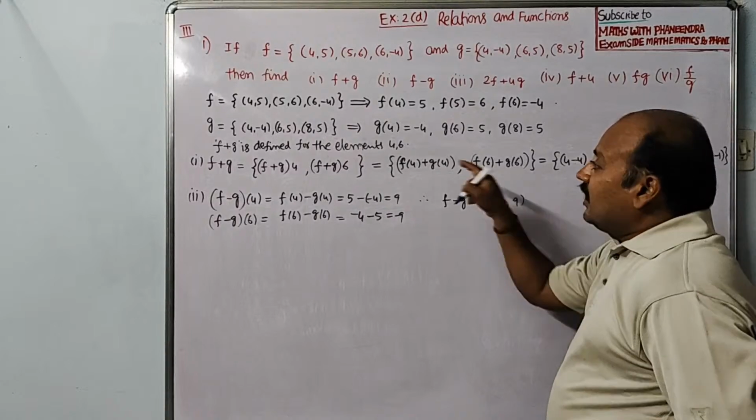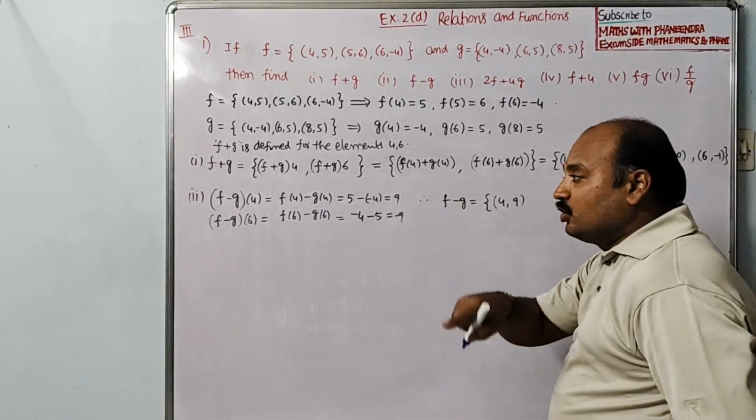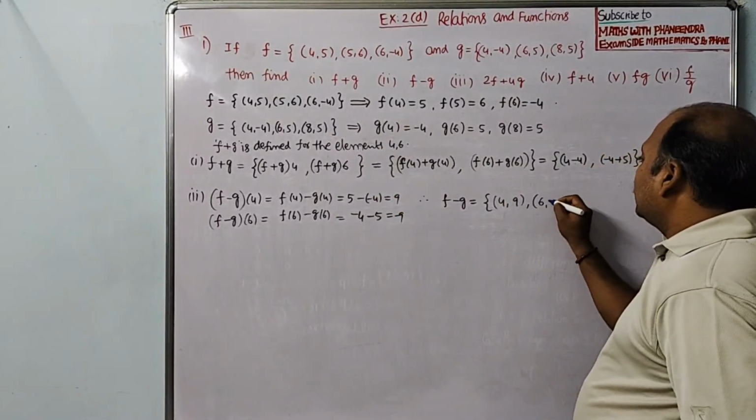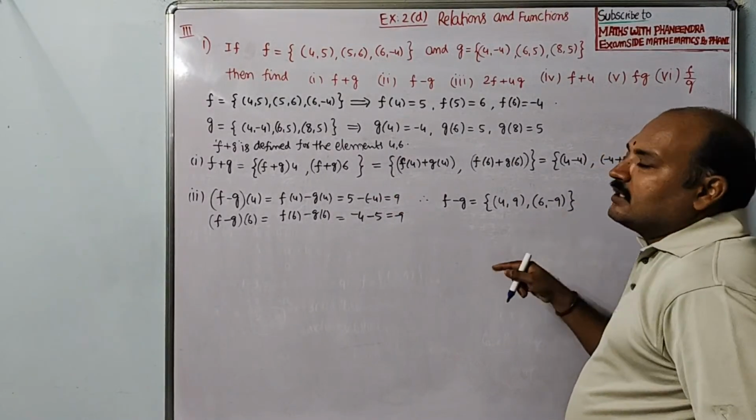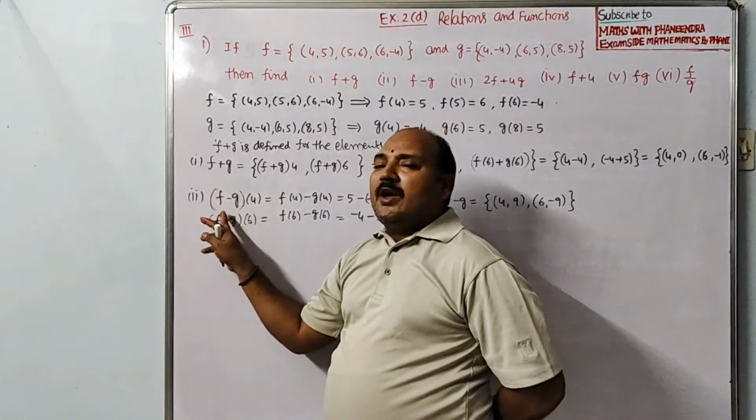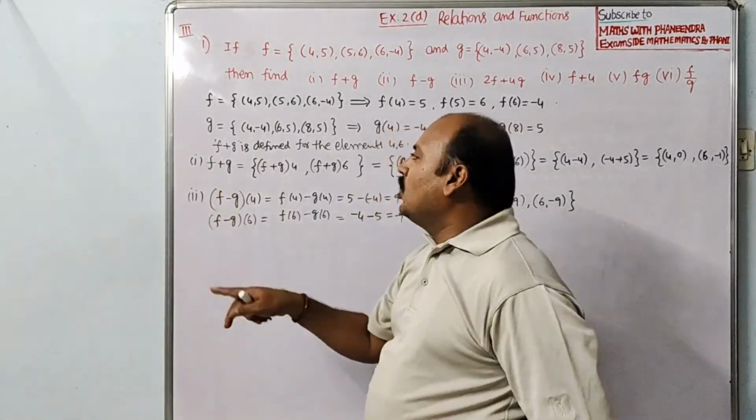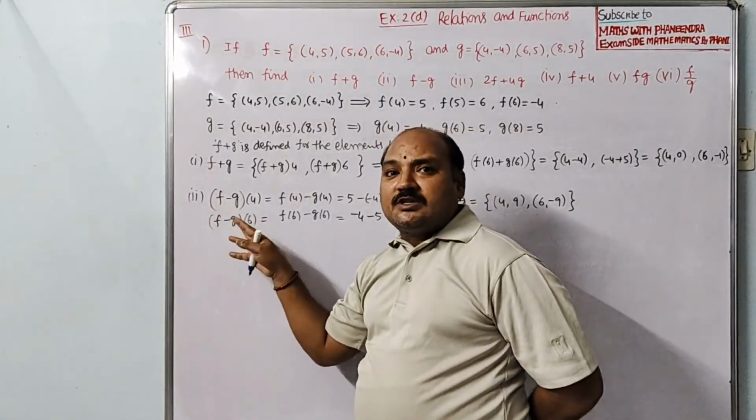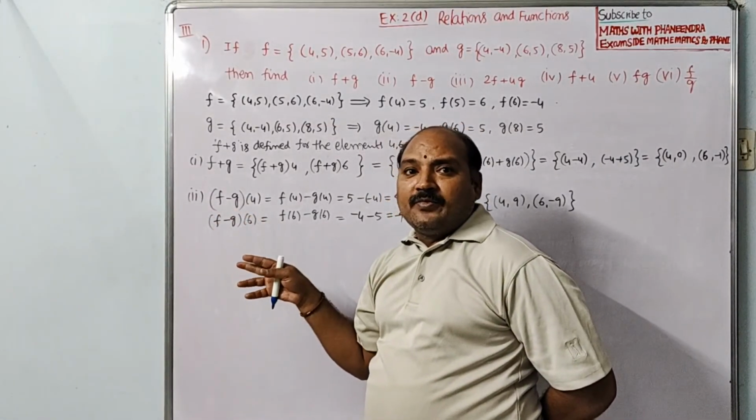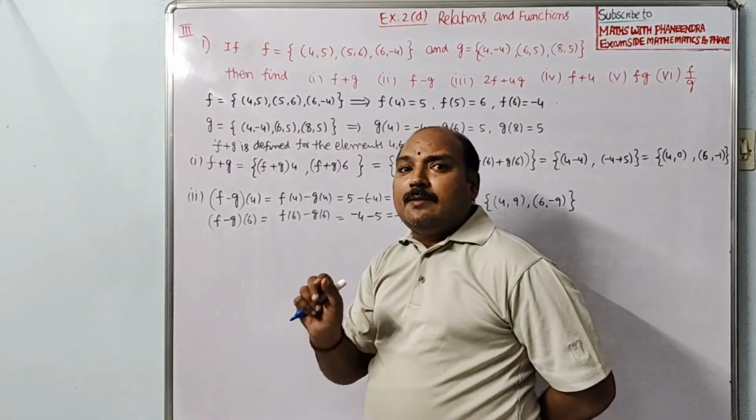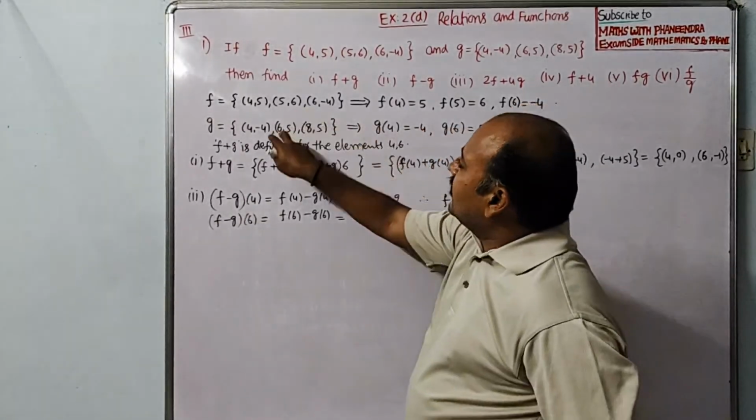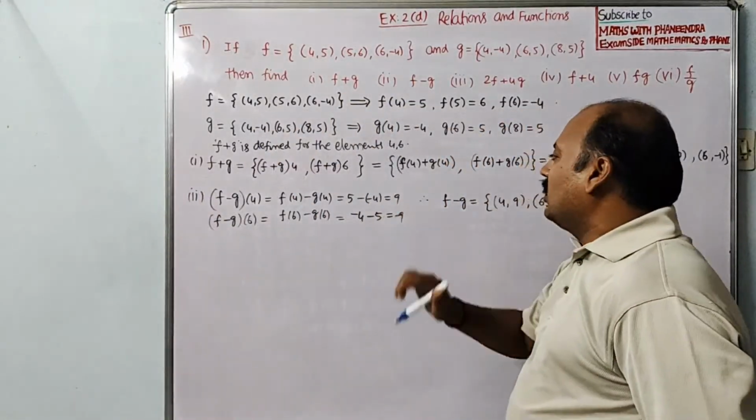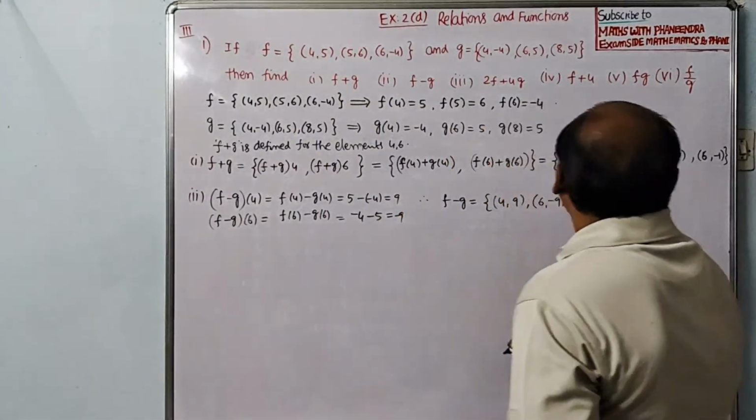Now you got clarity. Sir, why are you going like this? f plus g, f minus g are defined only on the same elements. To define the sum of two functions, they should have the same domain. So in this and in this, 4 and 6 are common elements. For those elements only it will be defined.